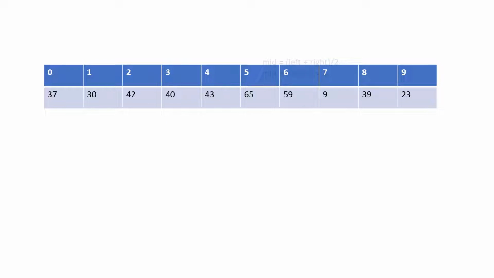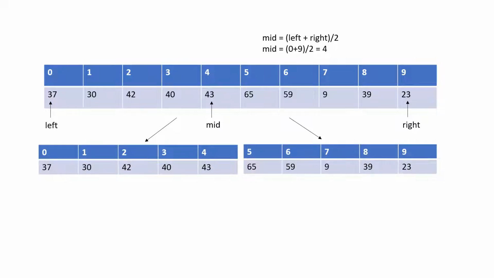Let us initialize left with 0 and right with size minus 1, that is 9. Now we have to calculate the mid value, where mid is assigned with left plus right divided by 2, that is 0 plus 9 by 2 equal to 4. It is floor division. Now we have to divide from left to mid and from mid plus 1 to right. That means from 0 to 4 and from 5 to 9. After dividing, it looks like this.